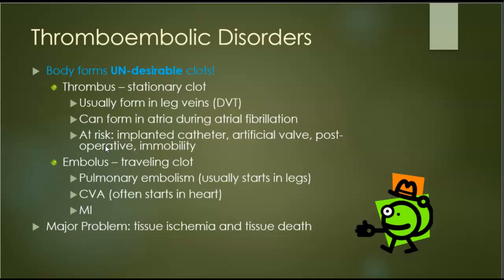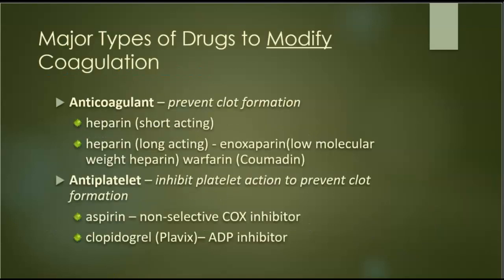The big problem with thrombi and emboli is that ultimately we're worried about tissue ischemia, meaning tissues that don't get enough blood, and then the resulting tissue death that occurs as a result of that.